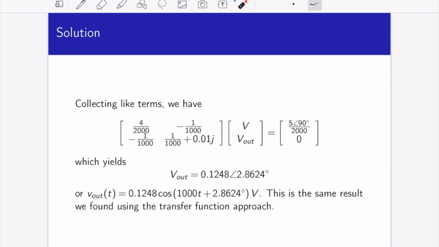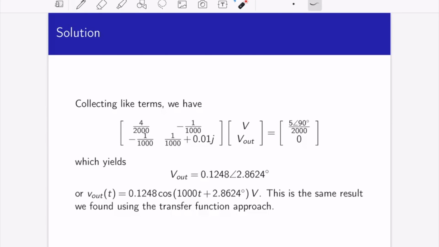So this is the time domain signal, 0.1248 cosine of 1,000 radians per second times t plus the angle 2.8624 degrees, and the unit is volts. This is the same result you get using the transfer function.